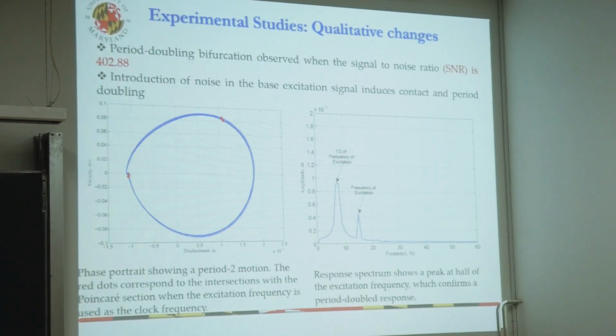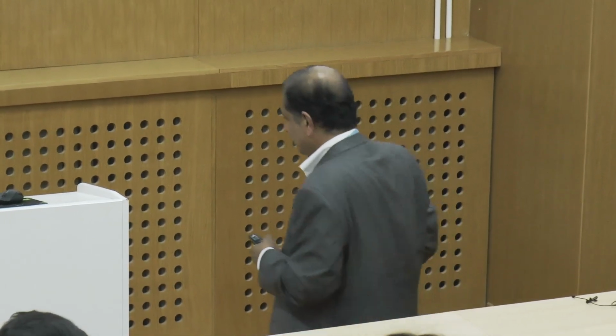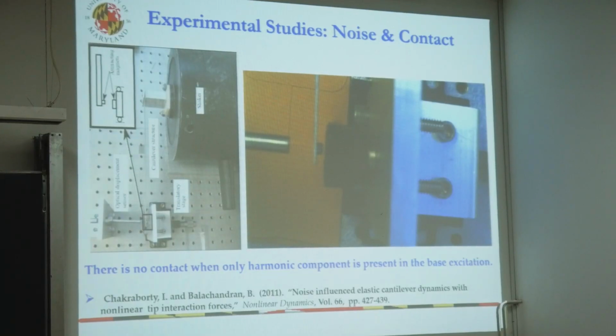With the introduction of noise, you can see that you pick up your subharmonic, and this orbit has period double. So essentially, in this case, I'm close to grazing contact. I'm using noise to induce grazing contact. So that's right below, before the contact happens. So this is right at the point before the period doubling bifurcation happens, and the system is barely making contact.